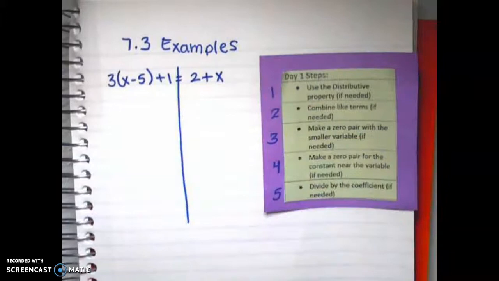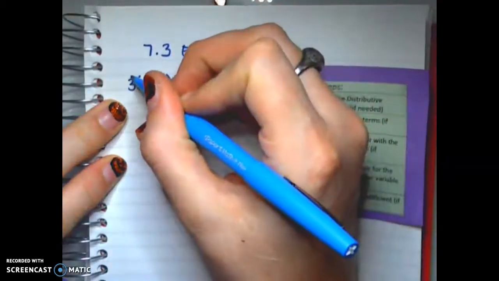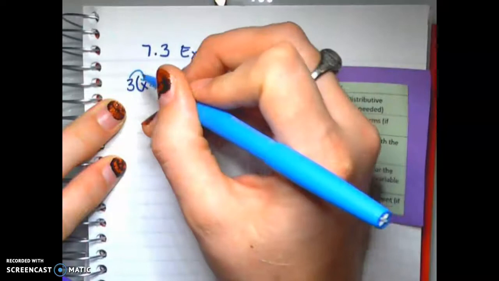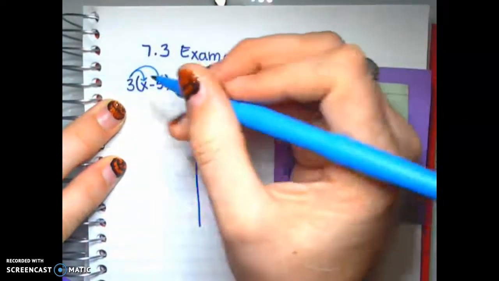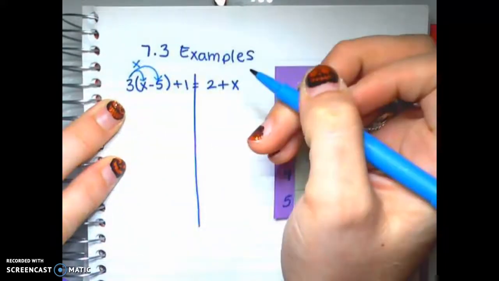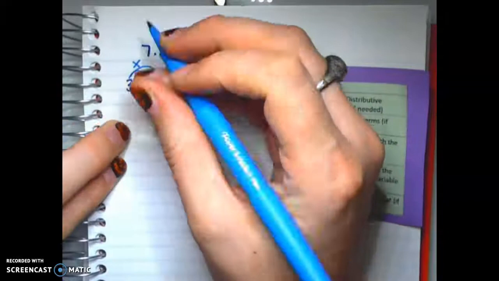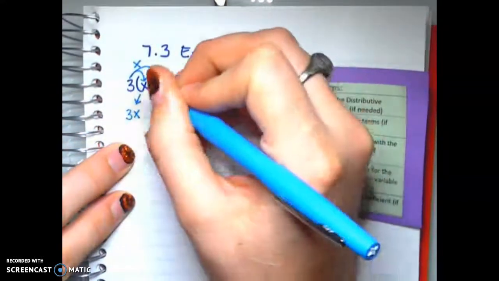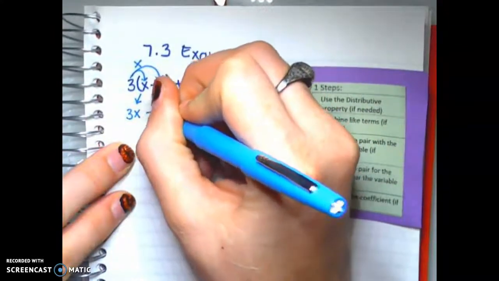So under the distributive property, we are distributing this coefficient to the inside of everything in here. So we're going to multiply 3 times x and 3 times -5. So we are multiplying to each term in the parentheses. So 3 times x gets us 3x, and 3 times -5 gets us -15.